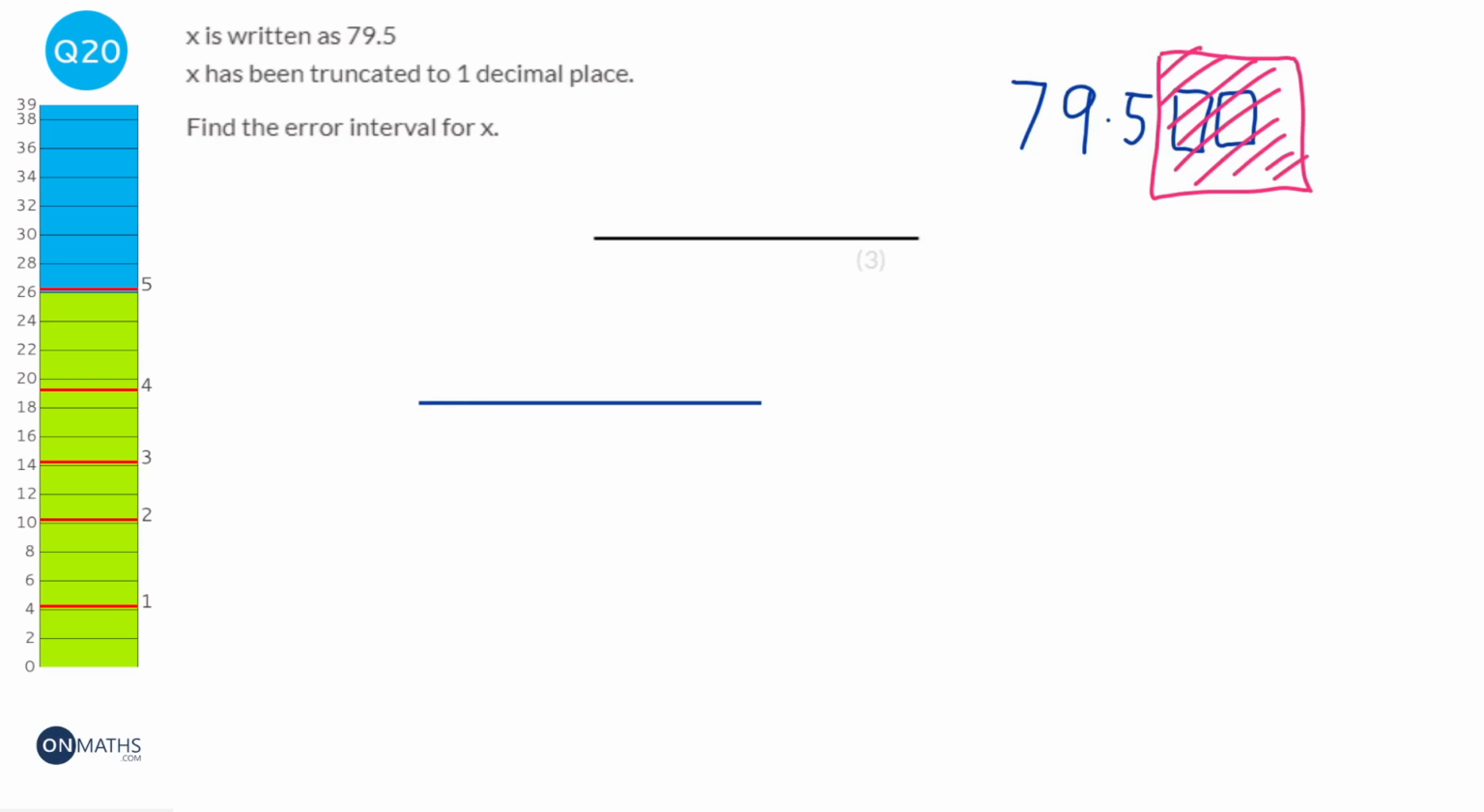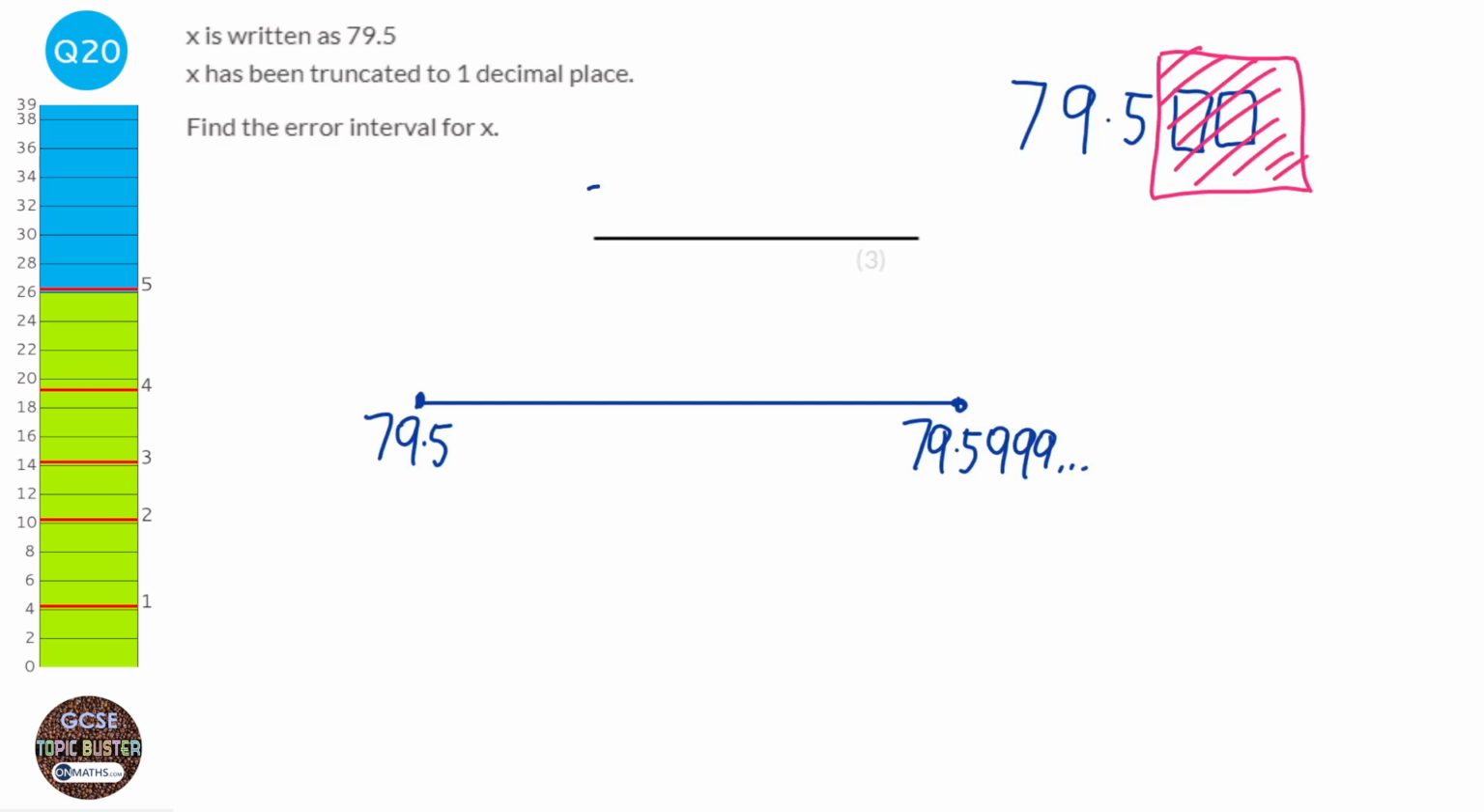So the smallest number it could be before it was cut off is 79.500000. The largest number it could have been is 79.5999, etc. So to do our error interval, the smallest it could have been is 79.5, and we'll call this x. But we're looking at any number that is less than 79.6. If it was 79.6, then when we cut it off, it would show as 79.6.